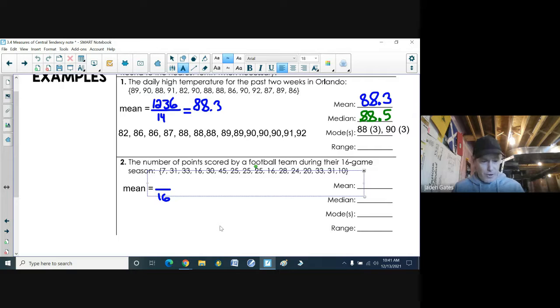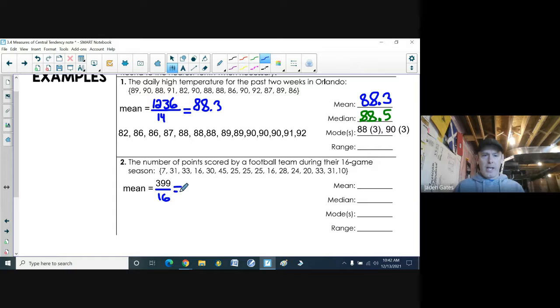All right, so 7 plus 31. This is what you don't want to have. You want to make sure you do it right the first time. And this time I get 399 of those, adding up all those scores. All right. Then I take 399, I divide it by 16, and it looks like their scores are 24.9 is the average. So throw that in here. 24.9 is the mean.